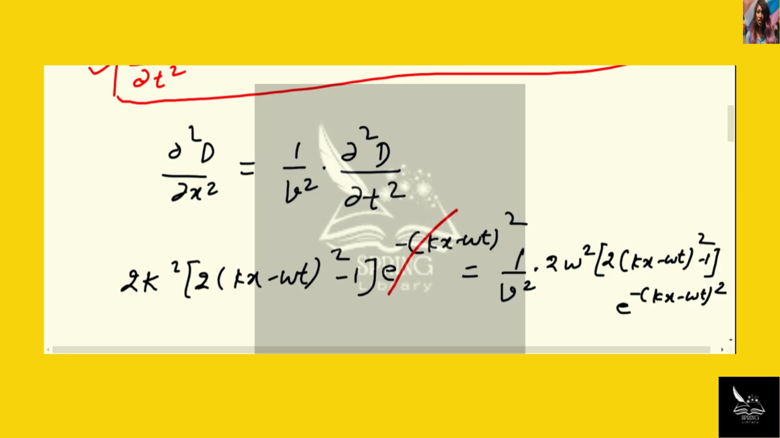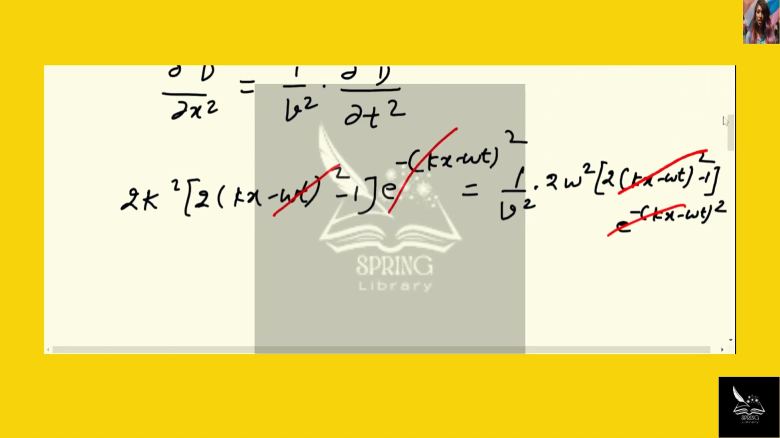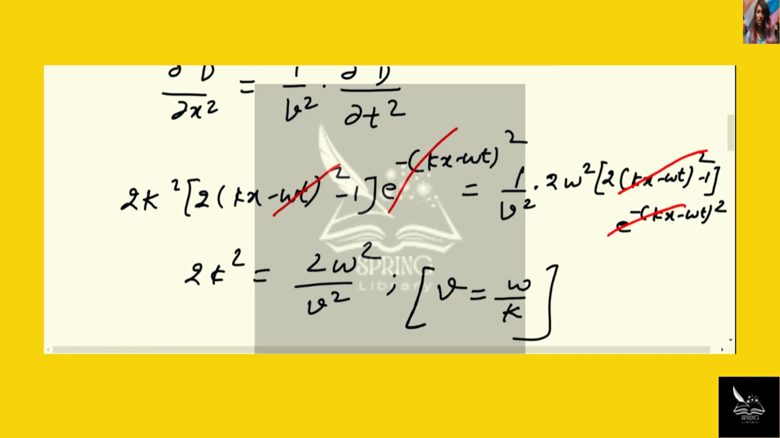This will cancel out this, and here this function will cancel out this function. So we get finally 2k² equal to 2ω²/v². From here we can write v = ω/k. That means this function is a solution.